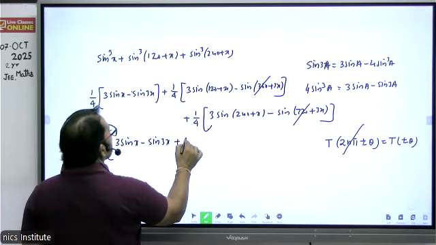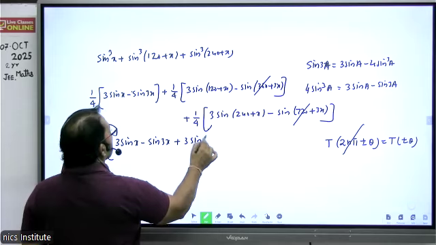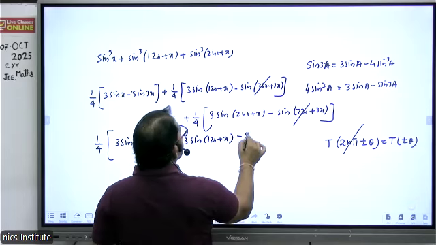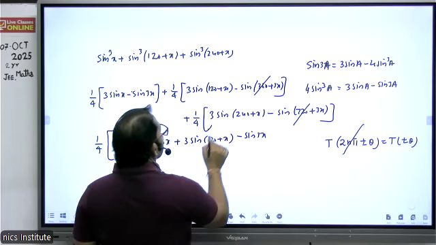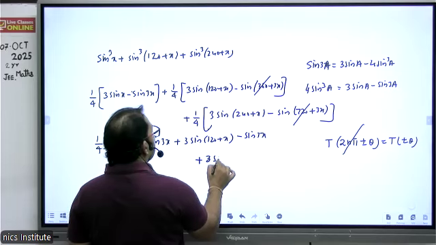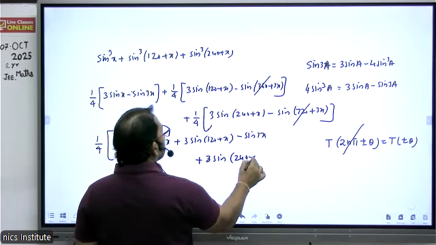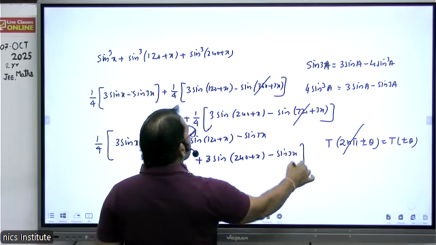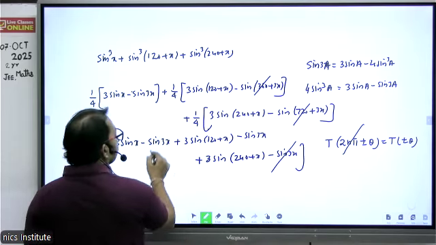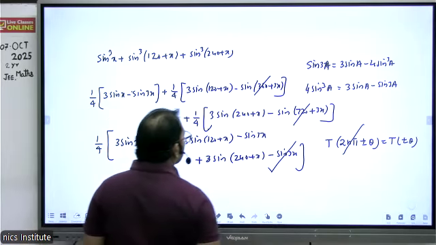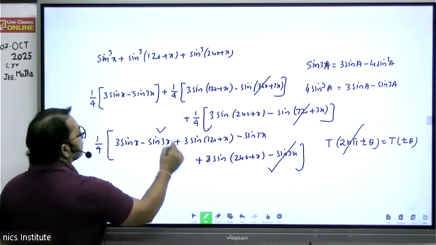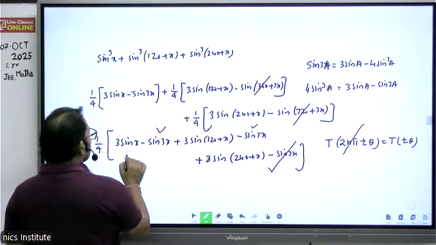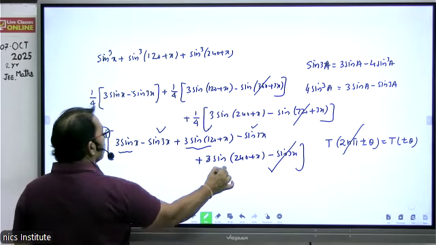This is 3 sin 120 plus x, this is minus sin 3x, this is 3 sin 240 plus x, and this is minus sin 3x, right. This will cancel. No, it won't cancel. This will add up. This, this, and this will add up, right? And these other terms you can club by taking 3 common.